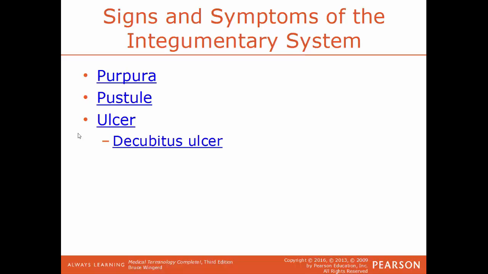This is an open sore that has not healed. This could be either internal or external. You can have an ulcer on the inner lining of your stomach, for example, a peptic ulcer, or in the intestines. And one that's listed here as a reference to the integumentary system is the decubitus ulcer. That's another word for a bed sore.